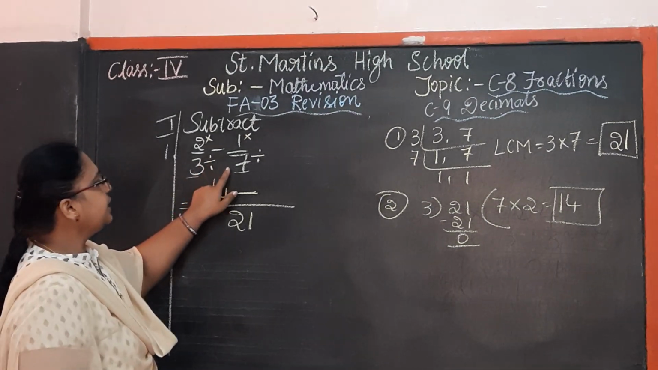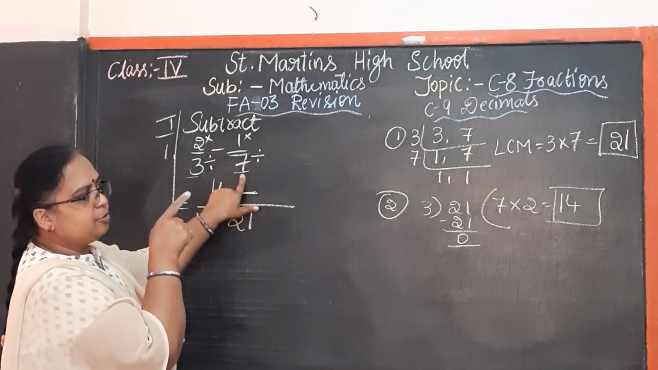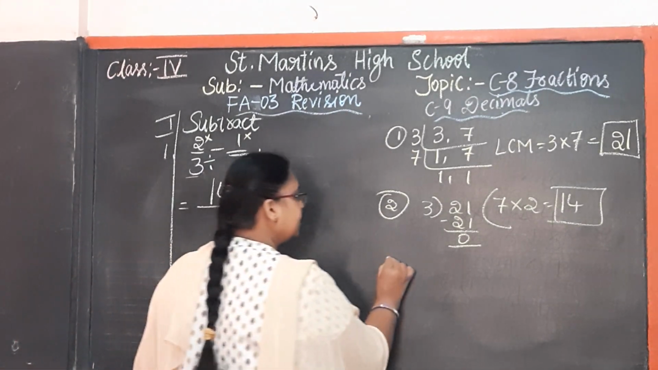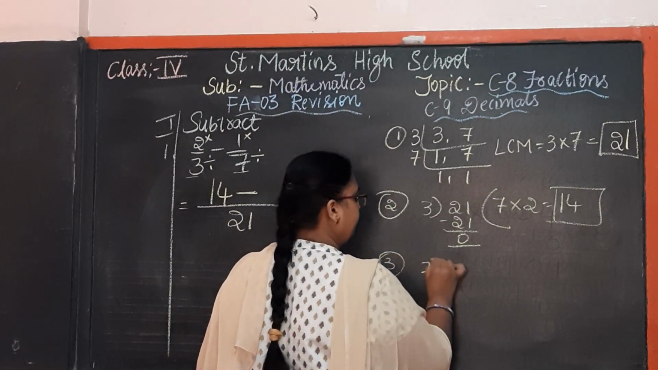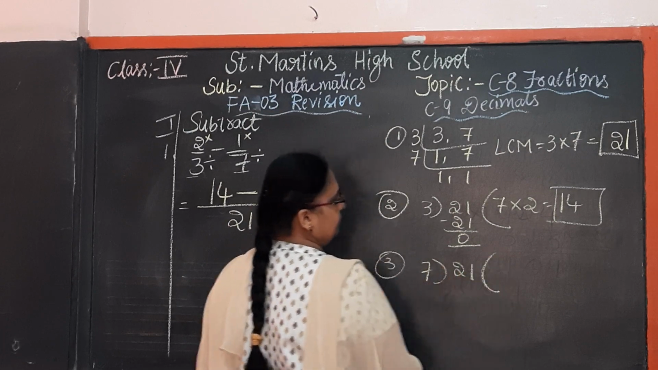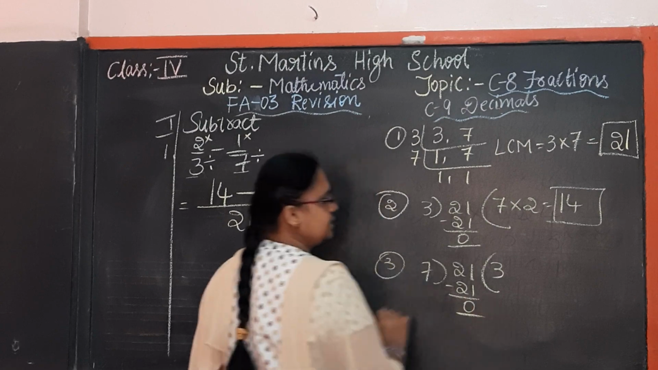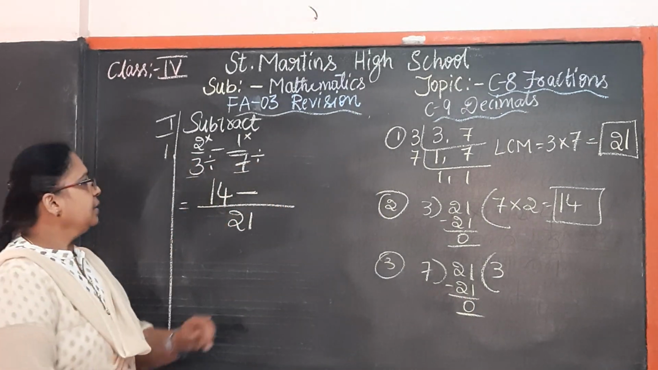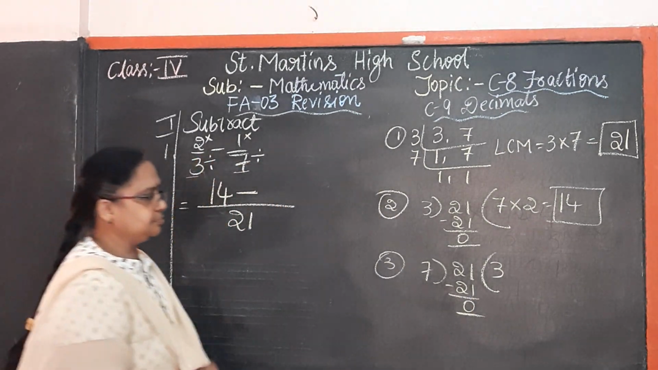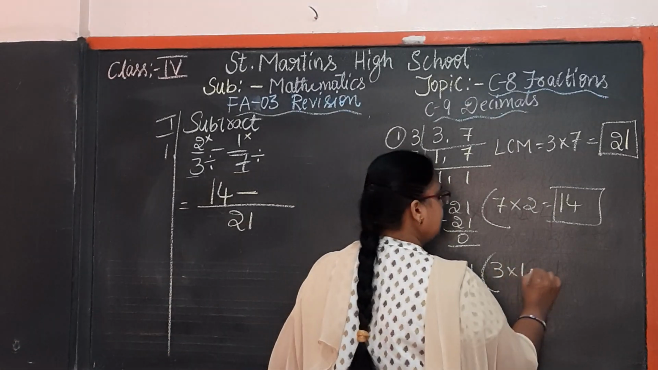Next, in the third step, we have to divide 21 by 7. 7 threes are 21. 21 minus 21, 0. We got the answer as 3 and we have to multiply by 1. 3 ones are 3.